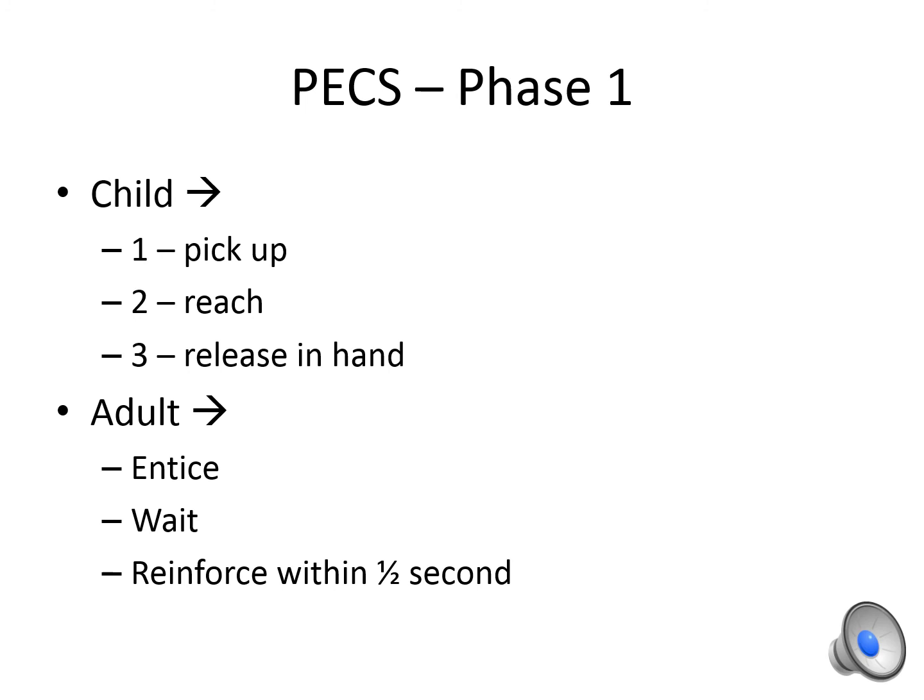The adult's job in phase 1 is to entice the student with something that they know the student really wants, to wait for the student to initiate a reach, and then to reinforce the picture exchange within half a second. So seriously quick, reinforce the behavior.